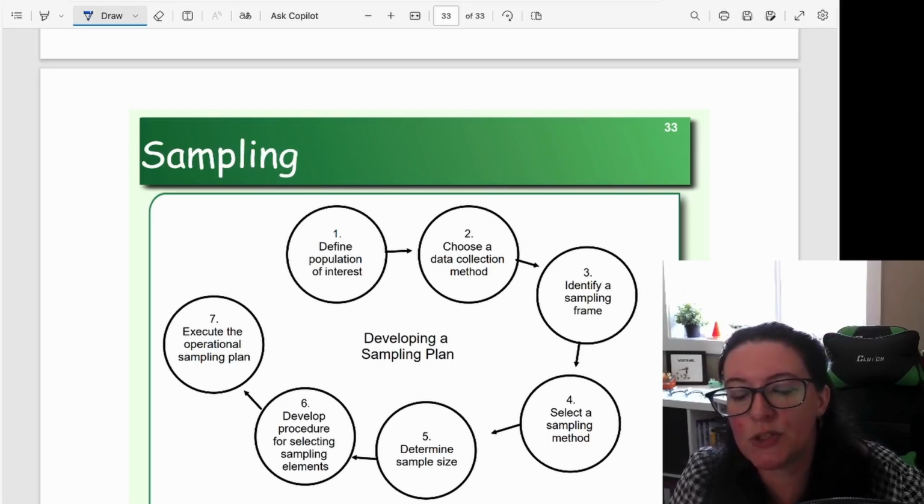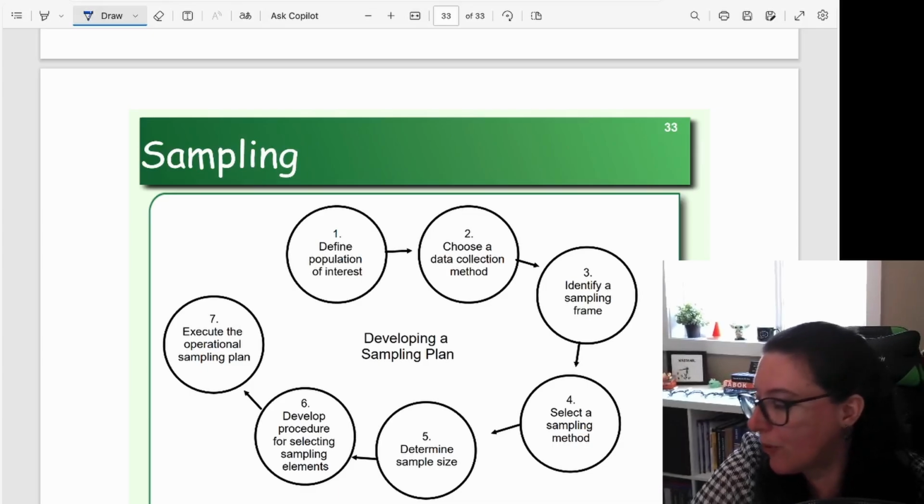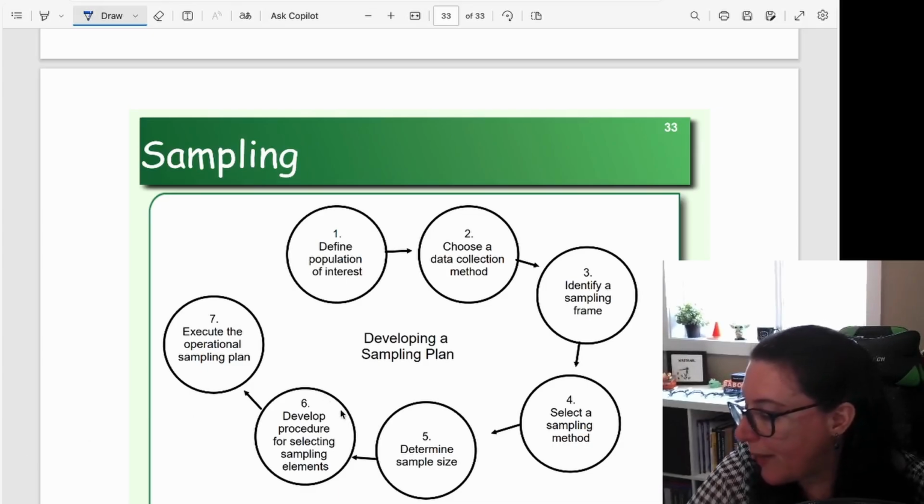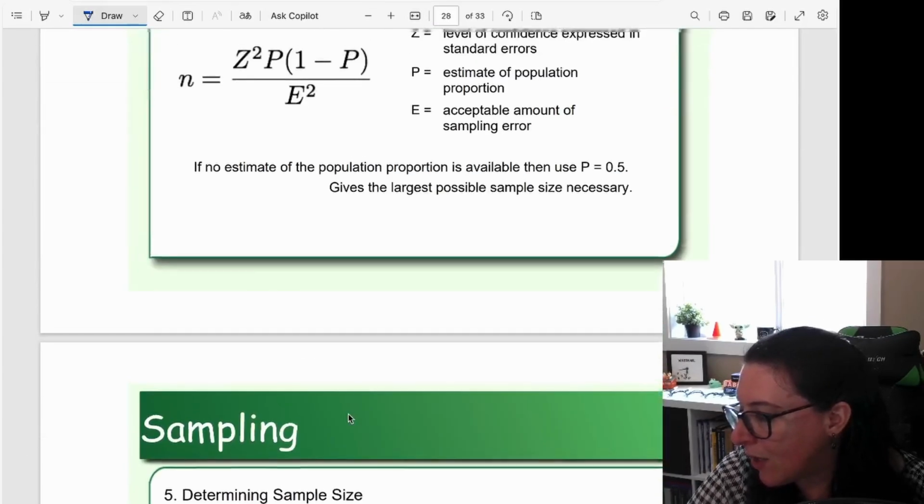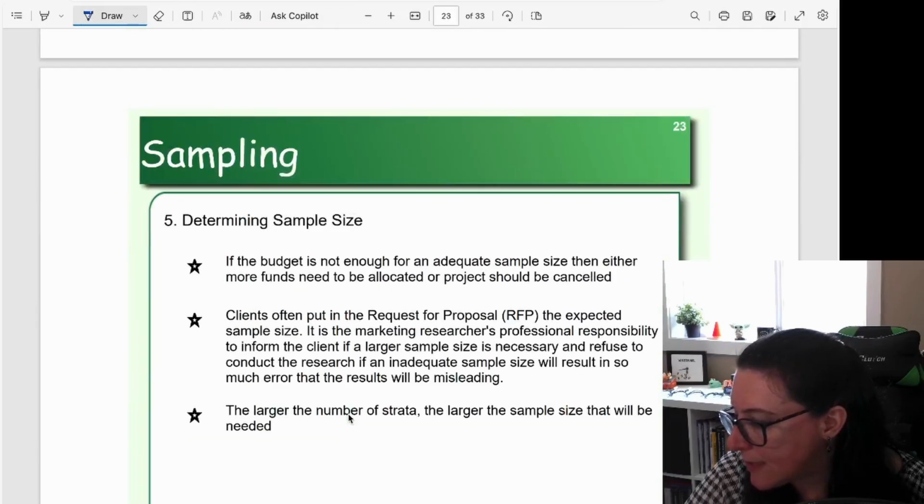So the next thing we need to do is determine how big of a sample size is appropriate. How many people, our participants, do we actually need in our research project? So let's look at determining sample size.